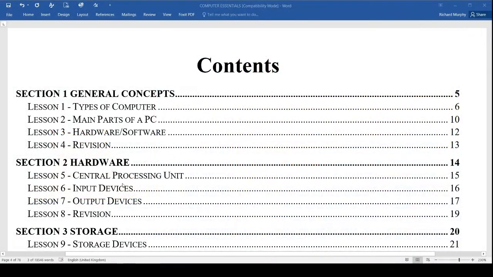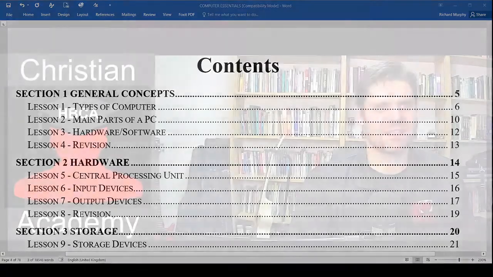And I don't know if you can remember, but we are talking about general concepts. We have had lesson 1, which is types of computers. I'm sure you can still remember the types of computers. Then we've had lesson 2, which is the main parts of a PC. Now we're going to talk about hardware and software, and we're going to do the revision. So we will end off with the first section today. Quite exciting. I can't believe that it's been so fast and we've gone through the work so fast.